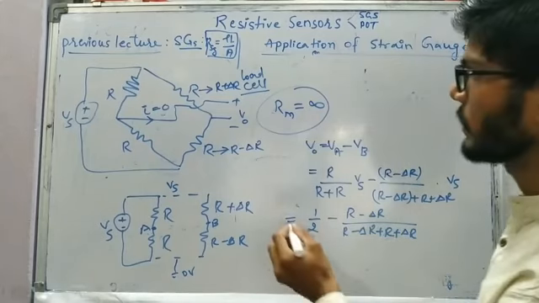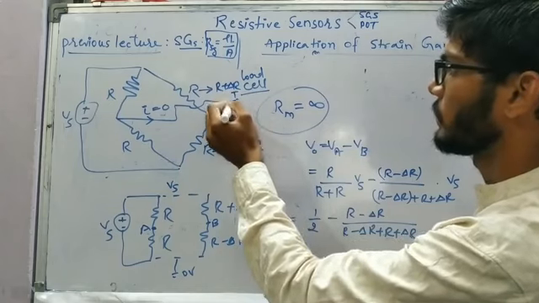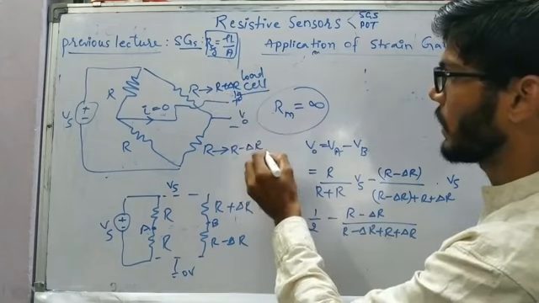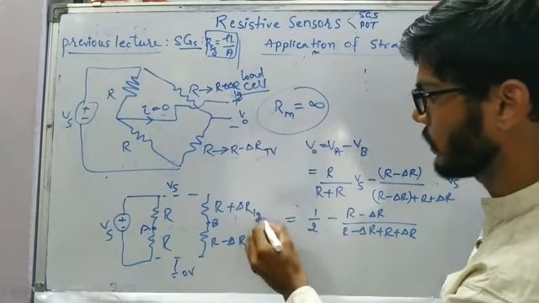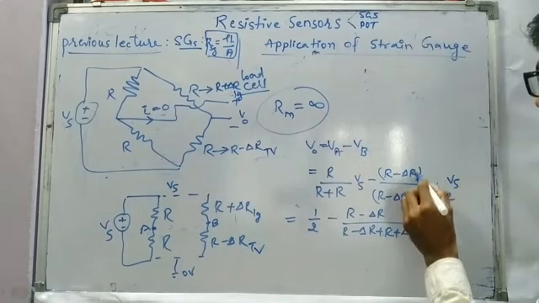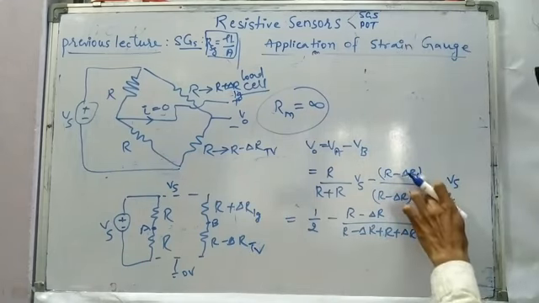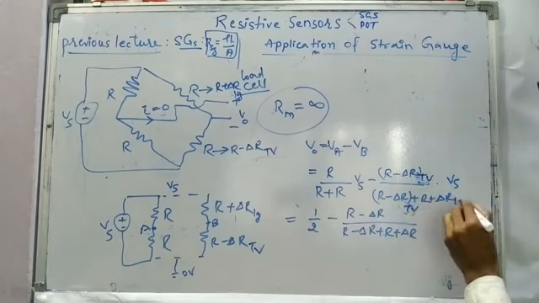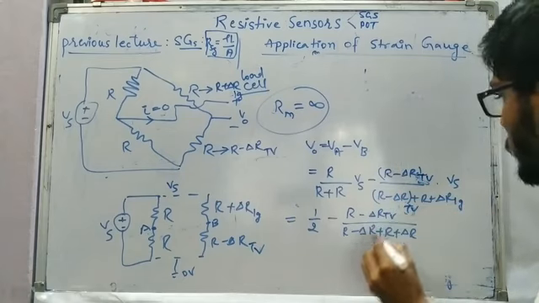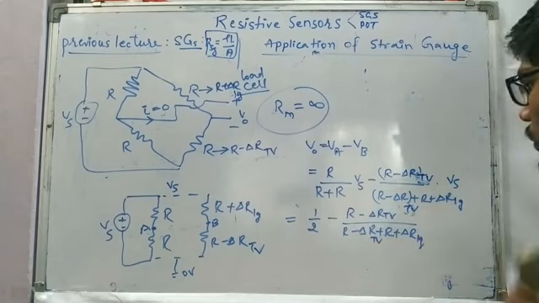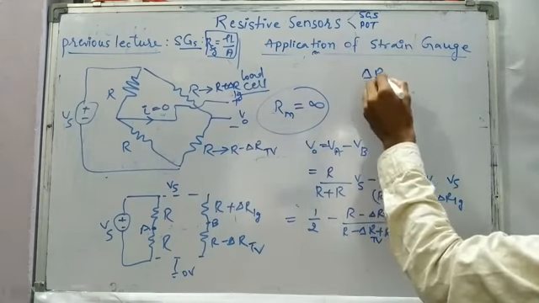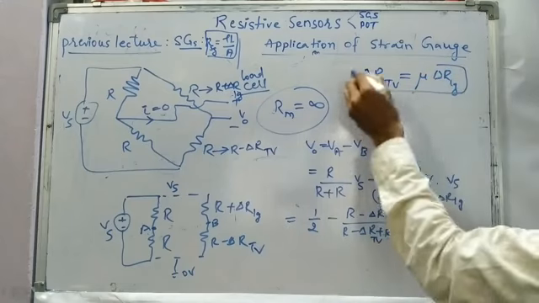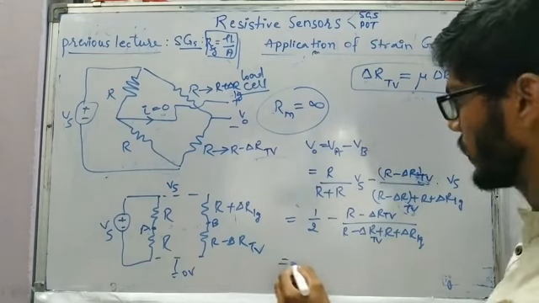delta R. And we have to take care that these delta R are not equal. This R plus delta R is longitudinal and R minus delta R is transverse. So this is transverse, this also transverse, and this is longitudinal. As we know, the relation between the transverse change in resistance is going to be mu times the longitudinal one. So we'll make use of that at a later stage.